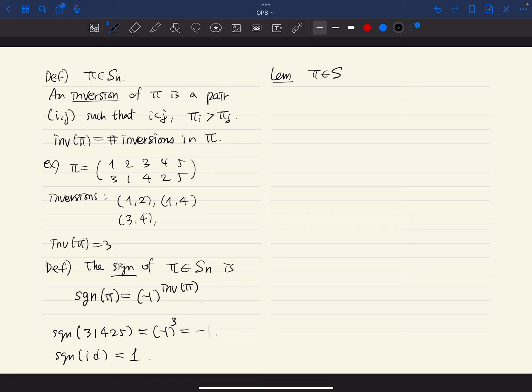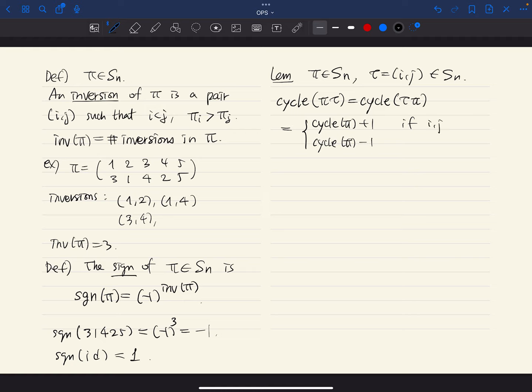So pi is a permutation, and tau is a transposition in Sn. When you multiply a permutation with a transposition, the cycle structure changes a little bit, but not too much. So the number of cycles of pi tau is equal to either cycles of pi plus 1 or cycles of pi minus 1: plus 1 if i and j are in the same cycle of pi, and minus 1 if they are in different cycles.